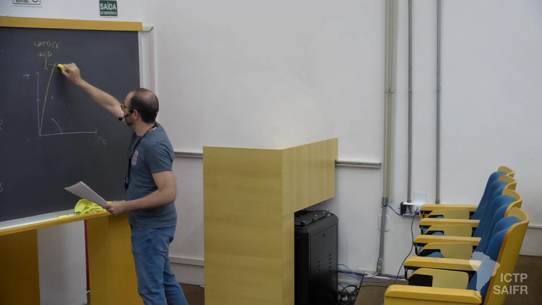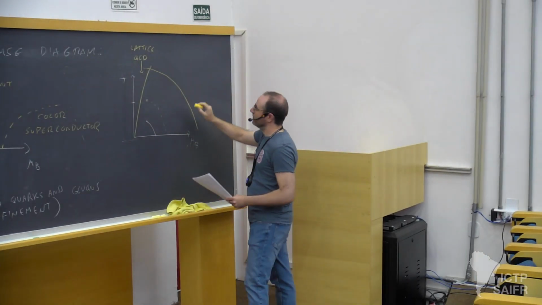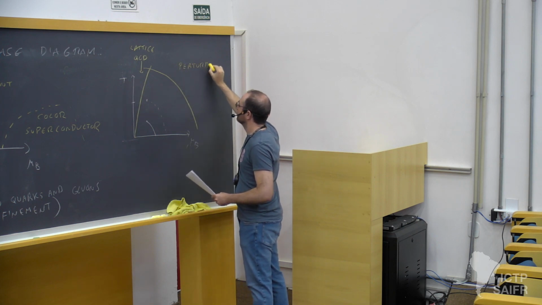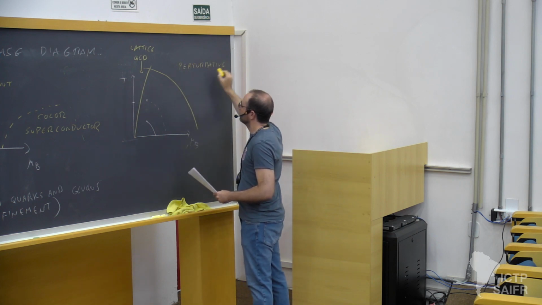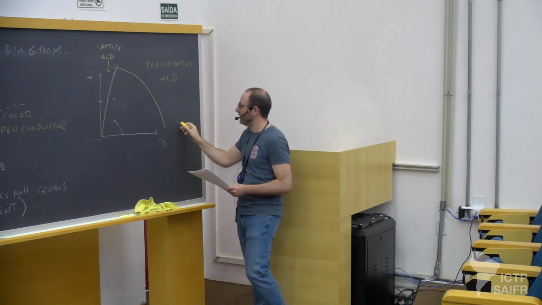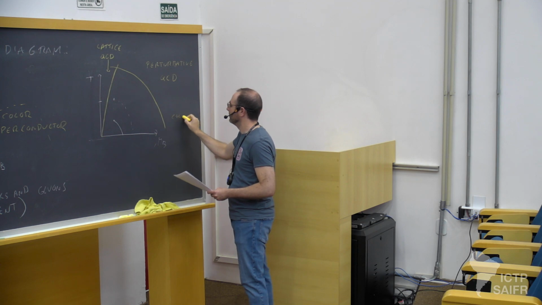Now you have also a very large chemical potential and temperature. You have perturbative QCD. Okay. So here is where you can see this color superconductor.